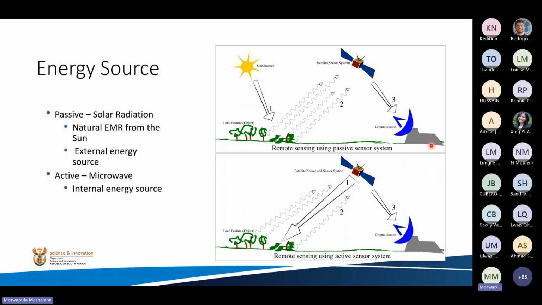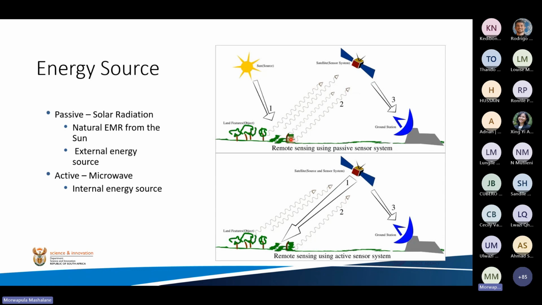So basically, information in remote sensing is collected in two formations. The first one, we call it passive remote sensing. Passive remote sensing relies on the availability of the sun for it to record information about surface objects. On the first picture there, you see that the sun, which is the source, is available. It radiates the Earth and then there's a recording.